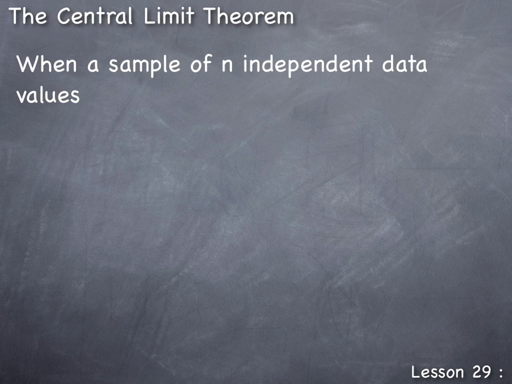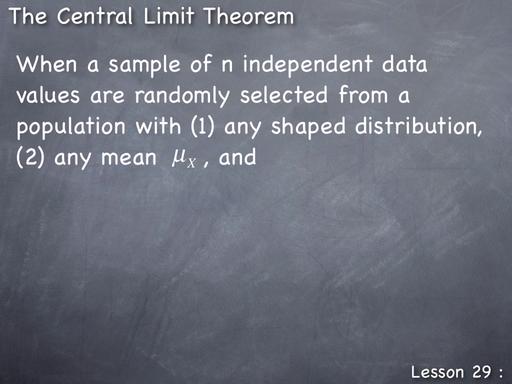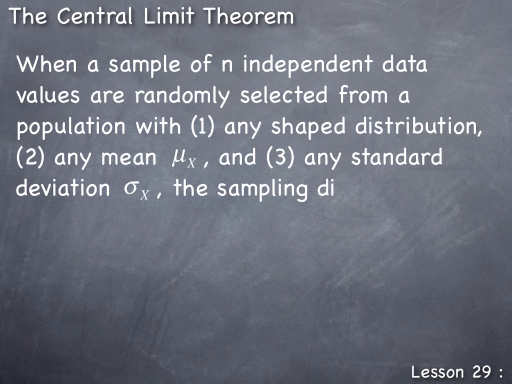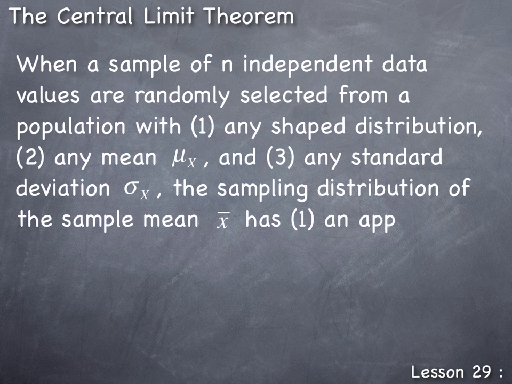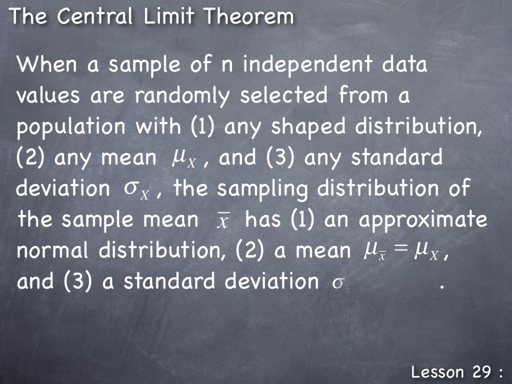When a sample of n independent data values are randomly selected from a population with 1. Any shape distribution, 2. Any mean mu sub x, and 3. Any standard deviation sigma sub x, the sampling distribution of the sample mean x bar has 1. An approximate normal distribution, 2. A mean mu sub x bar equal to mu sub x, and 3. A standard deviation sigma sub x bar equal to sigma sub x divided by the square root of n.